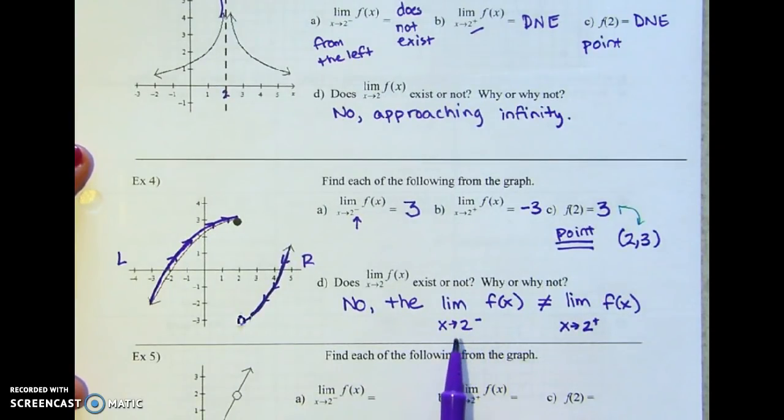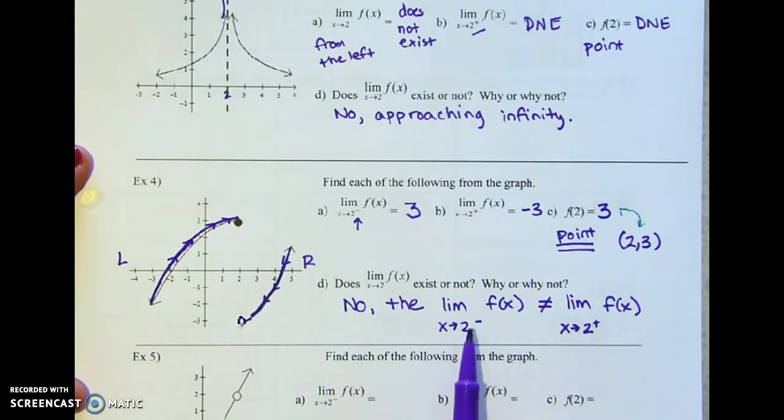Here's how you explain the reasoning. The limit as x approaches 2 from the left of f does not equal the limit as x approaches 2 from the right of f.